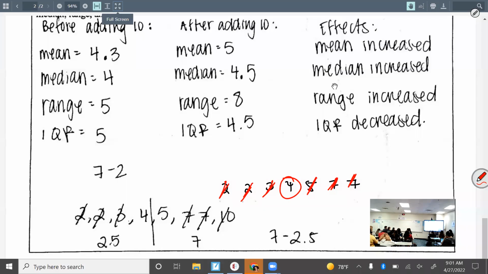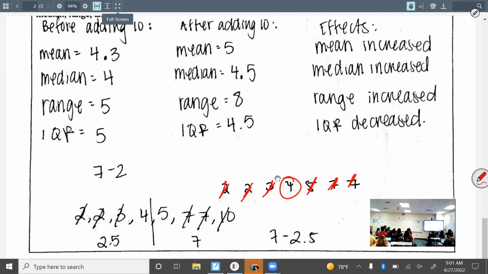All right. So here's the median before adding 10 to the data set. When you add 10, now we have 2 numbers in the middle. You take the average of them. When we don't, it's just the 4.